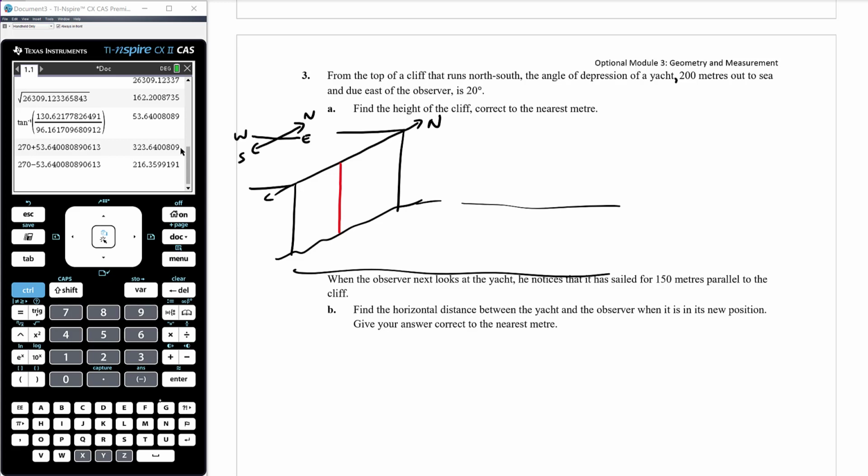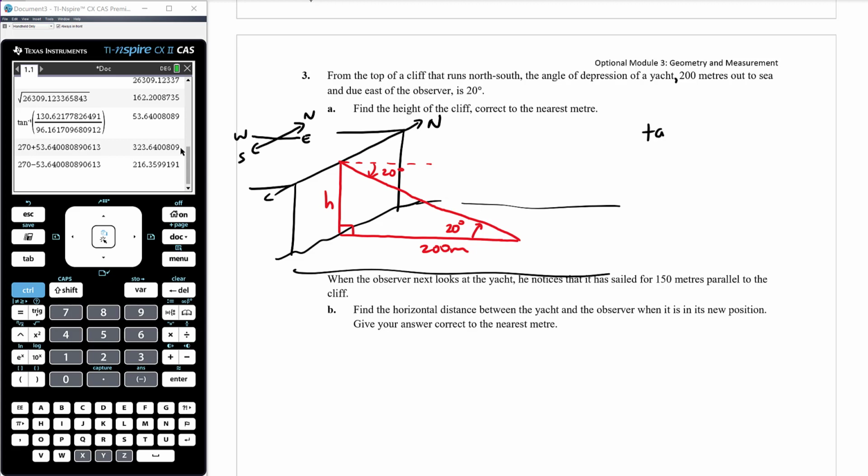Okay, so the yacht is due east, so we're going straight out this way, so that's a right angle, and it is 200 metres out to sea. The angle of depression of a yacht 200 metres out to sea and due east of the observer is 20. So the angle of depression is 20. So remember, the angle of depression is relative to horizontal. So from that, we either work out that this angle in here, in the triangle, is 70, or we use the alternate angle to say that this angle down here is 20. We want the height of the cliff.